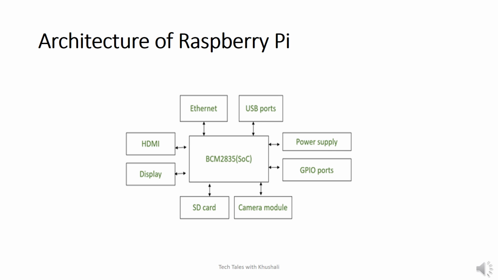Now let's see the architecture of Raspberry Pi. It is a small single board computer. It is a credit card sized computer that can be plugged into a monitor. It acts as a mini computer by connecting the keyboard, mouse and display. It has an ARM processor and 512 MB of RAM. Now let's see each of the components in detail.